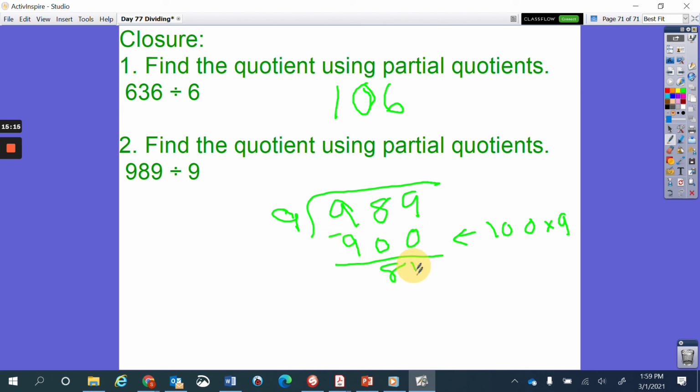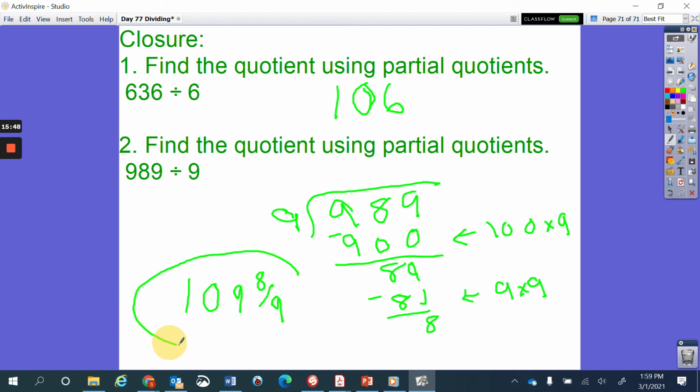Then I bring down, I have 89. I know 9 times 9, or 9 groups of 9 is equal to 81. We get 8 left over. And I can't take another group of 9 out because if I have 8 jelly beans, I can't give you 9 of them. So I'm done taking out groups. I add these together, I get 109. My remainder is 8, but I'm still dividing that remainder by 9. So 109 and 8/9 is my answer to number 2.